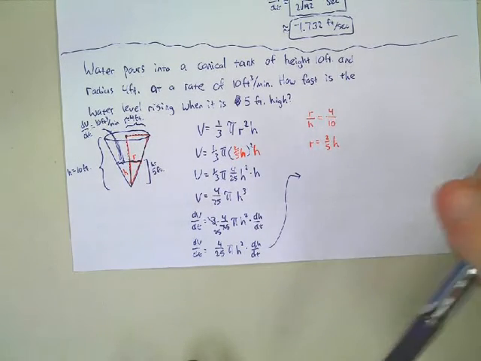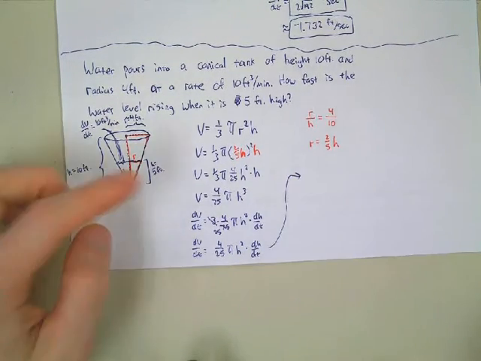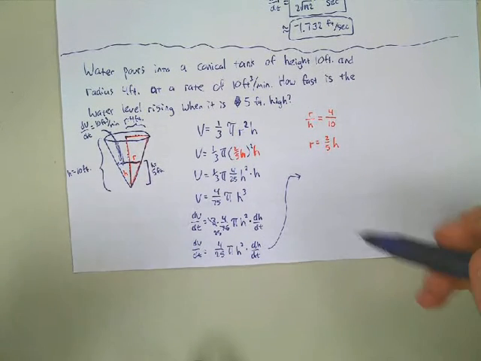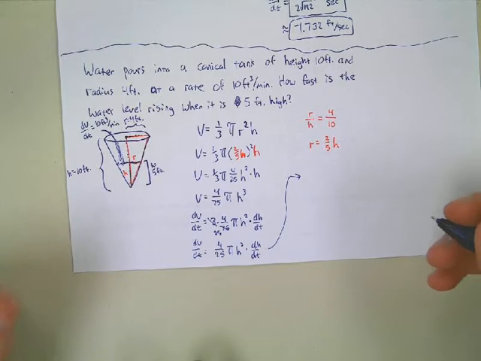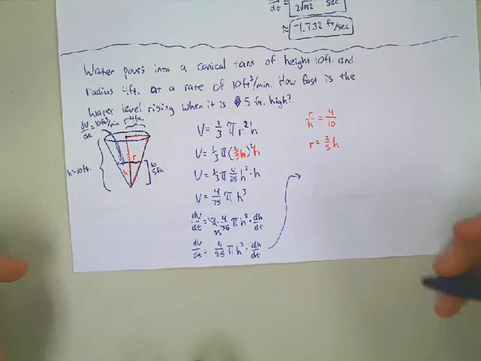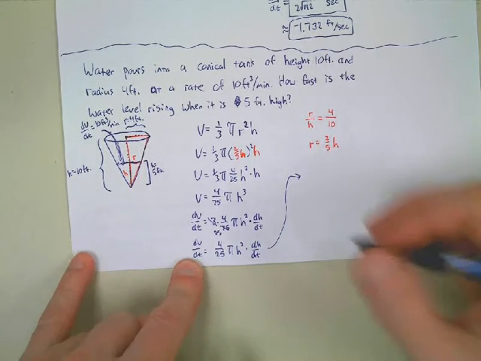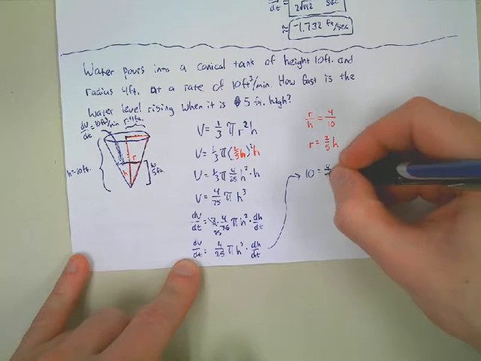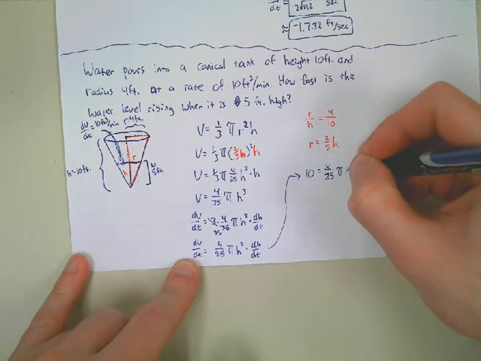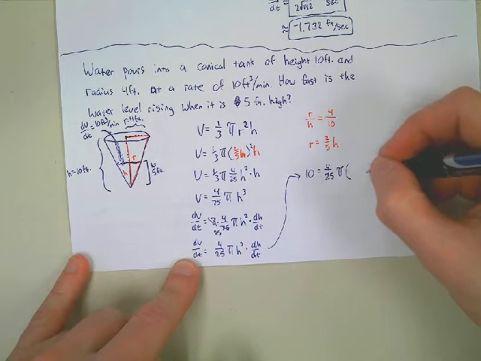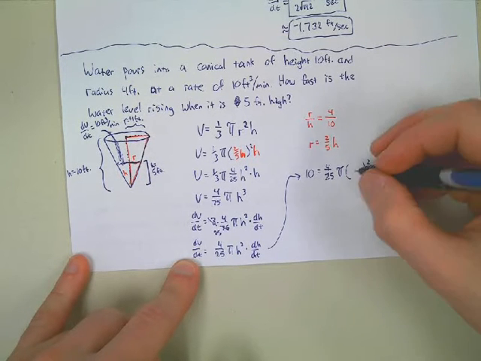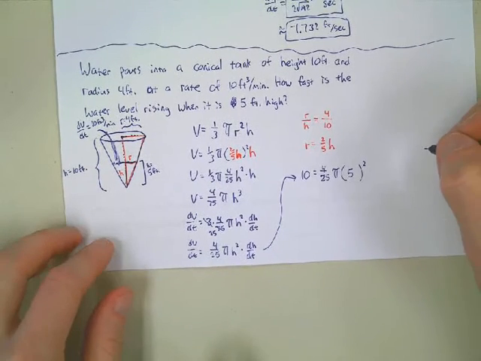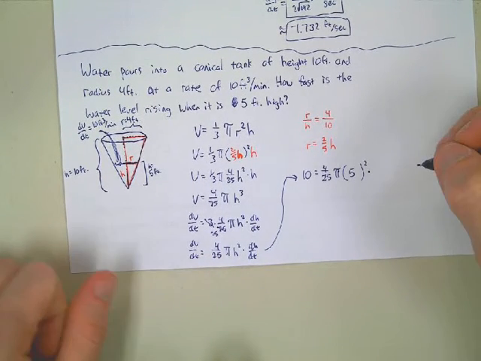Because now we have the derivative, now what do we do? Plug in our known values, right? So what's dV/dt? 10. Equals 4/25 pi. What's the h? At the instant when the water is 5 feet high, so 5 squared, times, what's dh/dt? That's what we're solving for. We're going to solve for dh/dt.